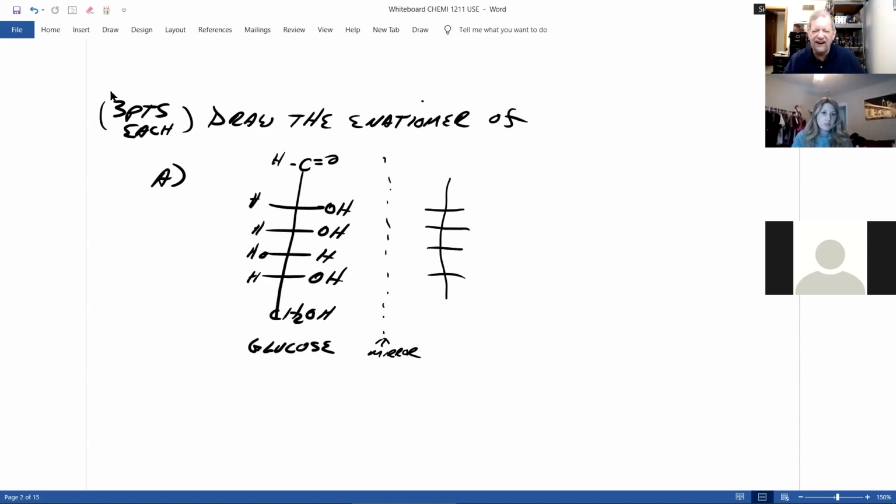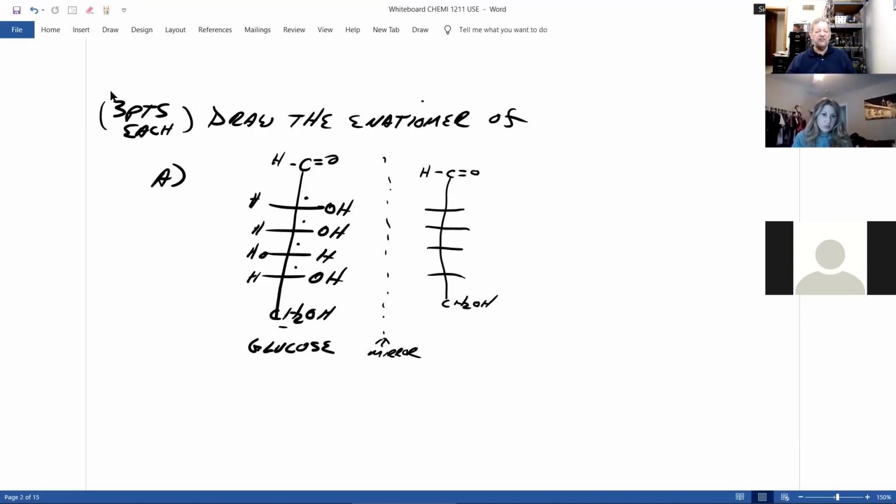Now, for carbons that aren't chiral centers, you don't have to worry about how you draw them because they're achiral. So the top one and the bottom one, I can just redraw like that. If you want to show the mirror image, you can, but you don't have to. But this one right here, here, and here, you do.